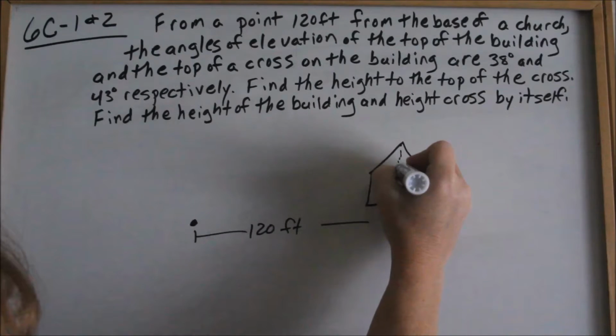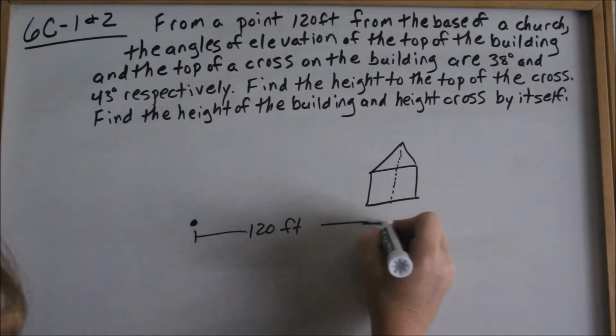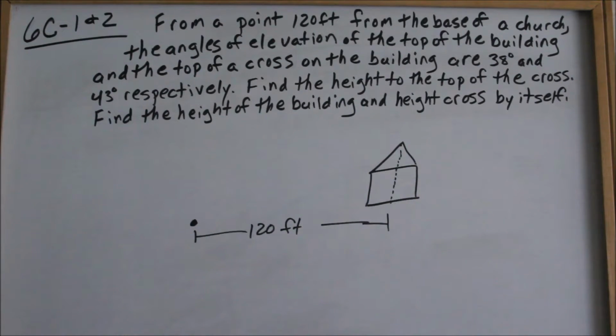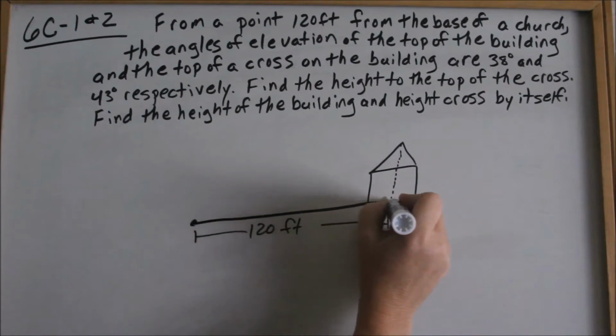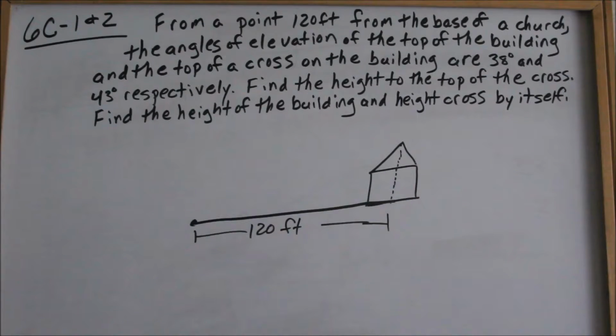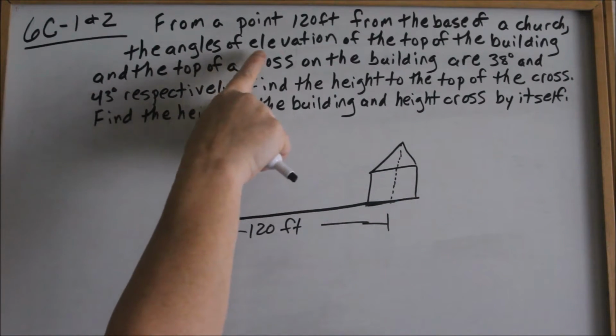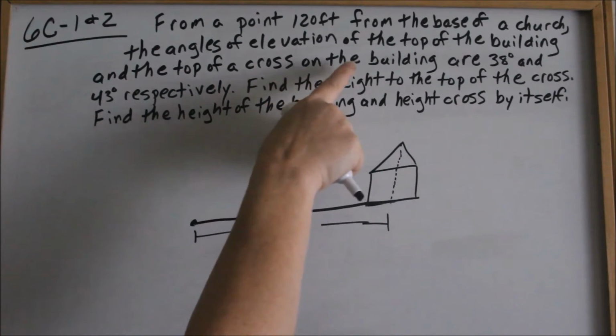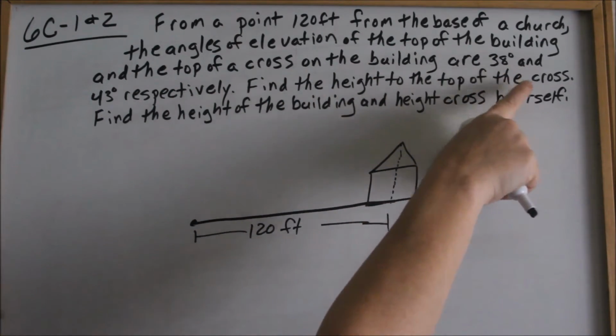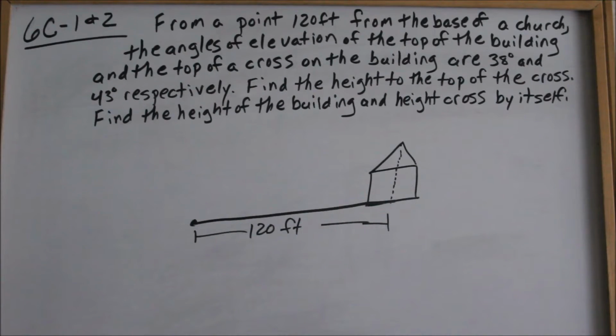Just so you know, we're going to go to the middle line of the building. You'll understand why here in just a minute. So that is 120 feet. So that is going to be my horizontal line right there. Then the next thing says, the angles of elevation of the top of the building and the top of a cross on the building are 38 degrees and 43 degrees respectively.